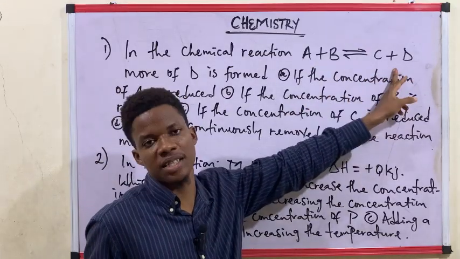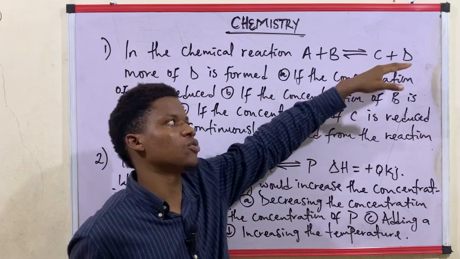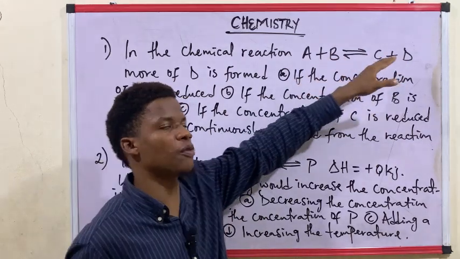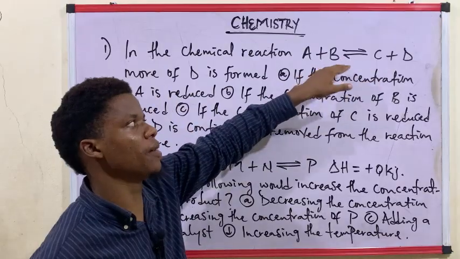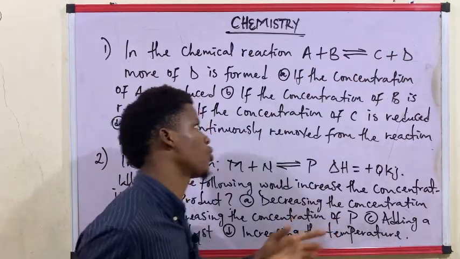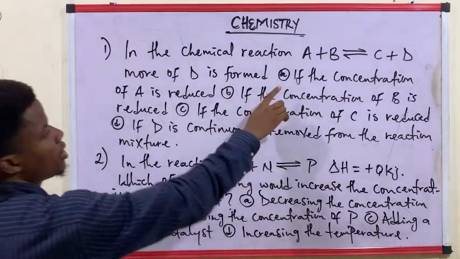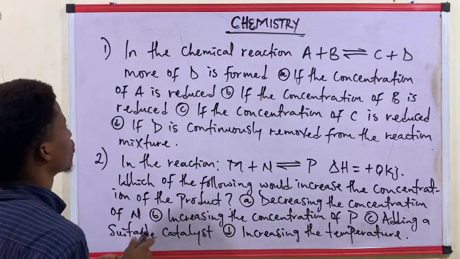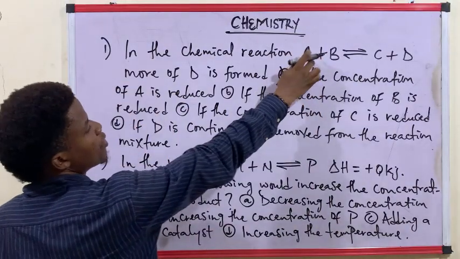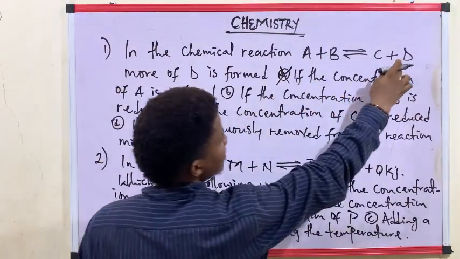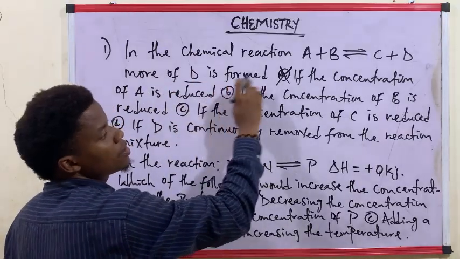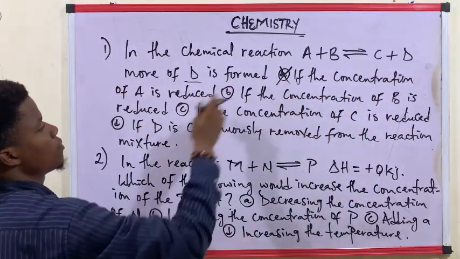Subtraction favors that same side. So if I add to here, I am favoring here. If I remove from here, I am favoring here. If I remove from here, I am favoring what? This side. So the answer to this question becomes: A, if the concentration of A is reduced. That's wrong. If the concentration of A is reduced, this side will be favored, not D. Remember, they said more of D is formed. These are the rights. So A is out.